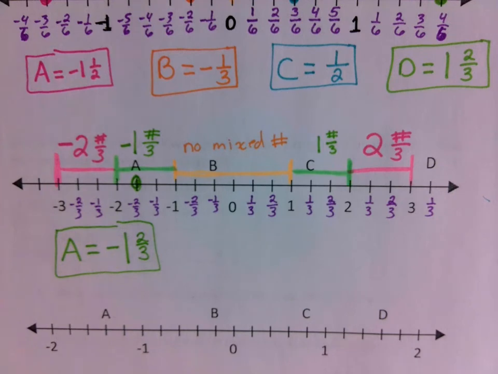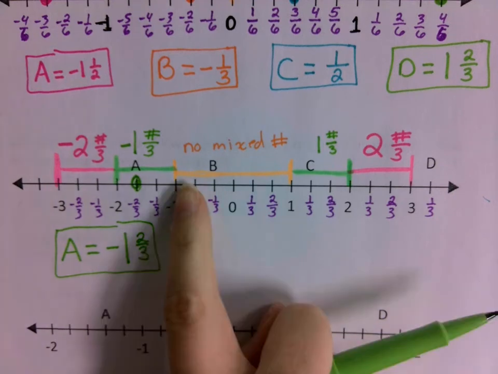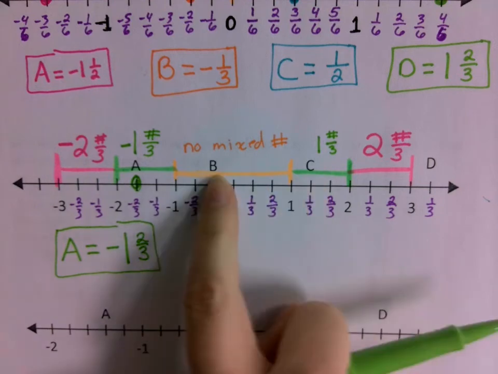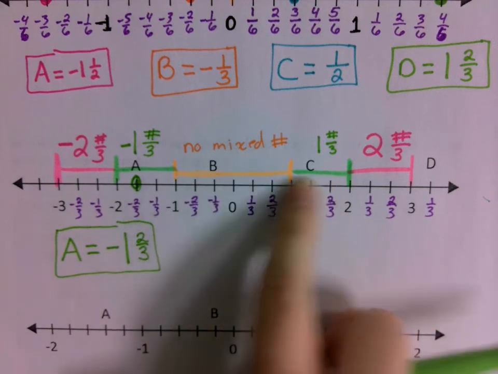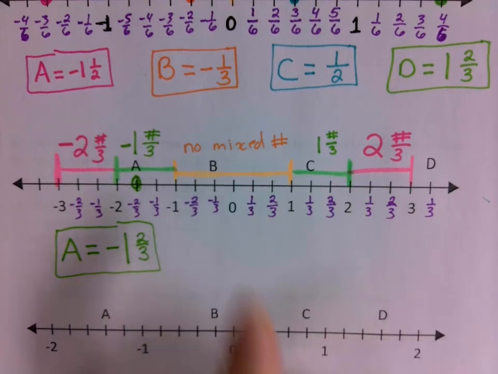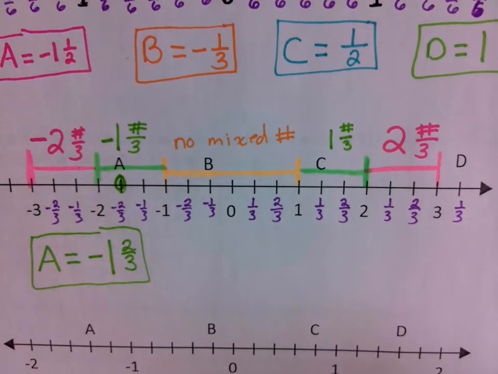All right, problem B. Problem B, there is no mixed number, so we don't have a whole number portion. We just have the fraction. What is the fraction going to be for problem B? Take a look at it. It's already been plotted there for you guys. You just have to tell me what it is. What is the fraction of problem B? Kyle? -1/3.